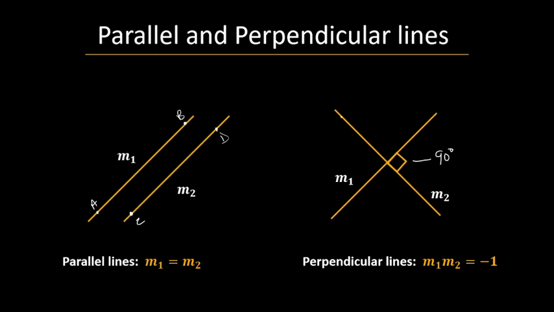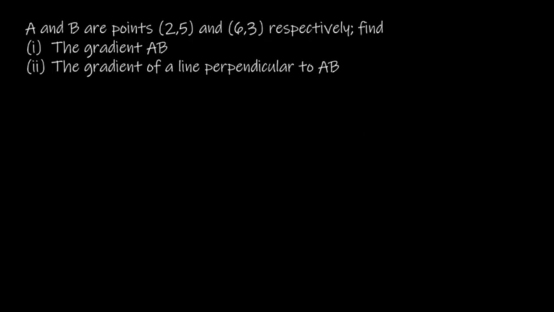Now if we calculate the gradient M1 for line 1 and calculate the gradient M2 for line 2, we realize that if we multiply these two gradients, we'll get -1 for perpendicular lines. So it means for parallel lines, their gradients are equal, whilst for perpendicular lines, if you multiply their two gradients, you get -1. Now let's go ahead and look at some problems on how parallel and perpendicular lines can be applicable in solving problems.